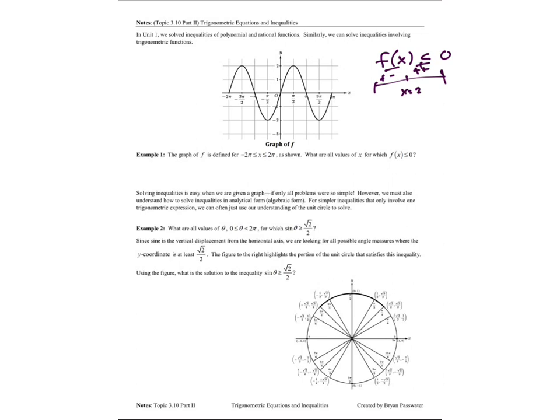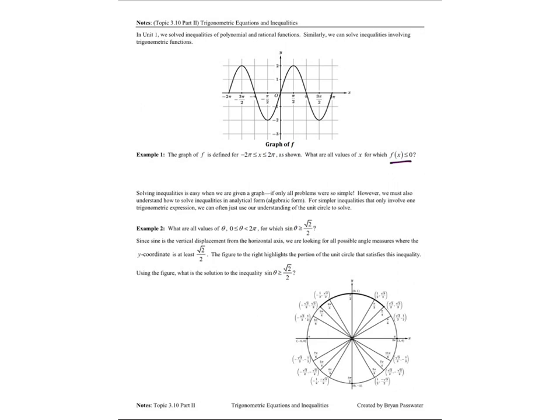Okay, so gear up. Let's get ready for this. It says, in the past we did that. Similarly, we can solve inequalities involving trig functions. This is in the second half of your 3.10 notes. Example 1 says the graph of f is defined for negative 2 pi to 2 pi. What are all the values of x for which f of x is less than or equal to 0?